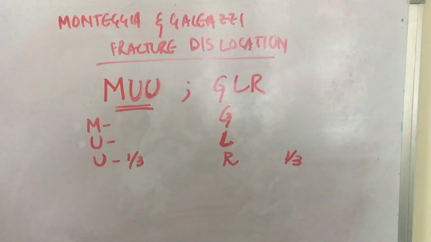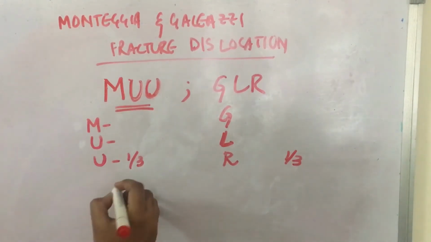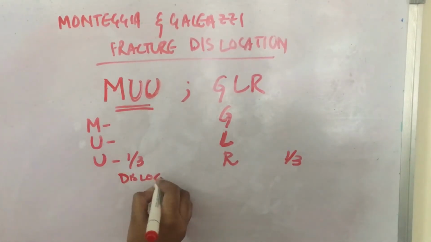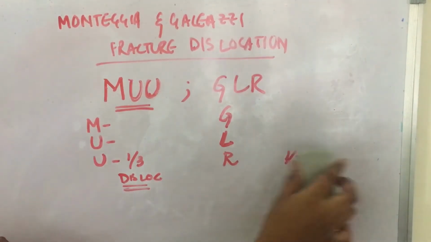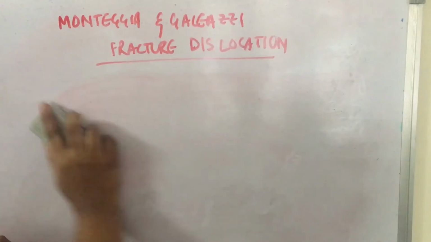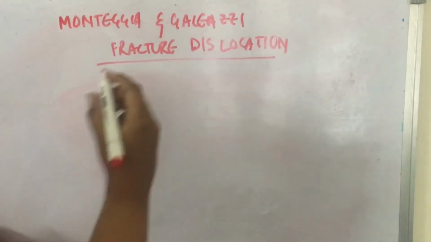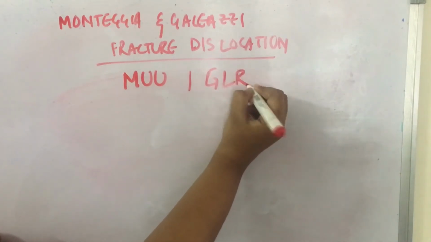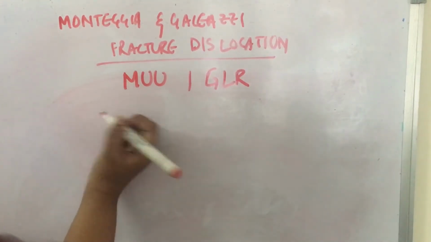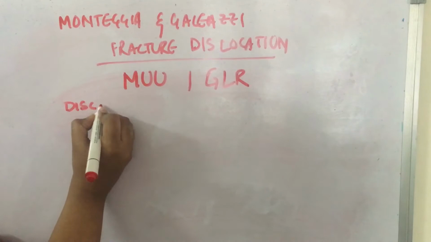That's it, guys. Now we know where the fracture is happening. Now we need to know where the dislocation is happening. So let me show you. I'll just see if it's in the frame. One second, I'll erase this part. Now we know MUU and GLR. We know this part, right? Now coming to dislocation.